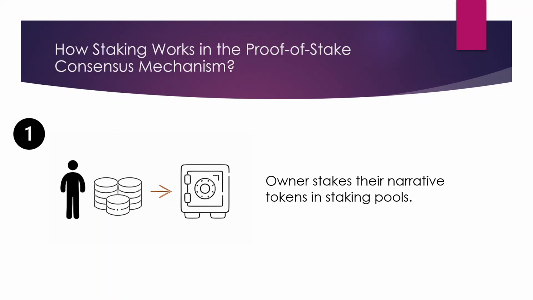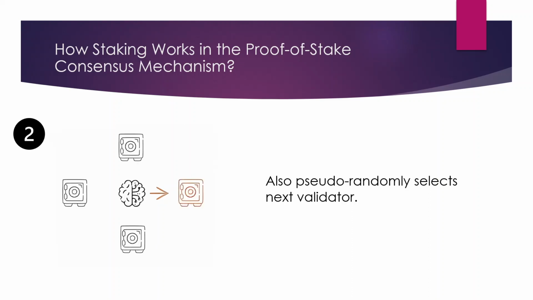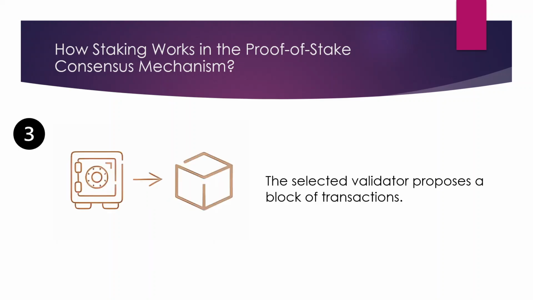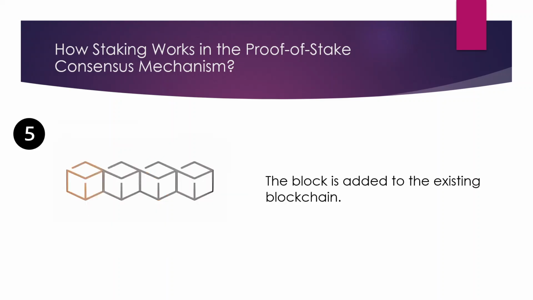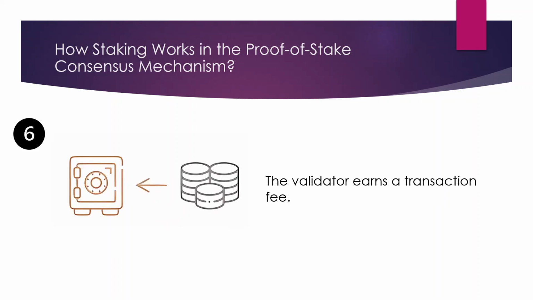How staking works in the proof of stake consensus mechanism. First, the owner stakes their native tokens in staking pools, and then the network pseudo-randomly selects the next validator, and the selected validator proposes a block of transactions. Then other validators verify and approve the transaction, and the block is added to the existing blockchain. And the last step is the validator earns a transaction fee. This is how staking works in the proof of stake consensus mechanism.